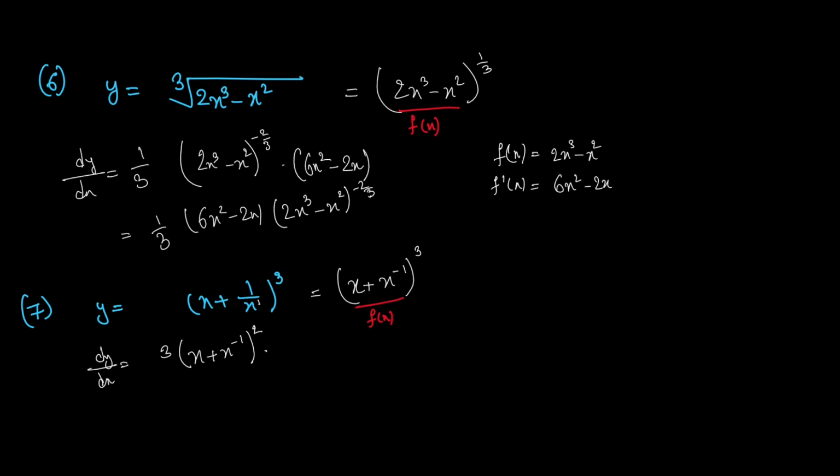After that, we have to differentiate this expression, which is f(x). So f(x) was x plus x to the power minus 1, and finally we will get 1 minus x to the power minus 2. We'll put it here. So 1 minus x to the power minus 2, and that is our final answer.